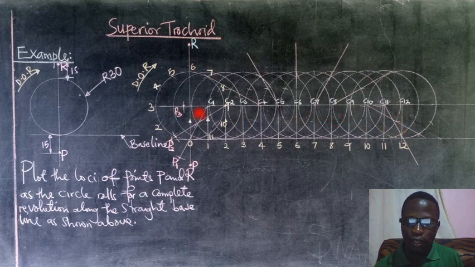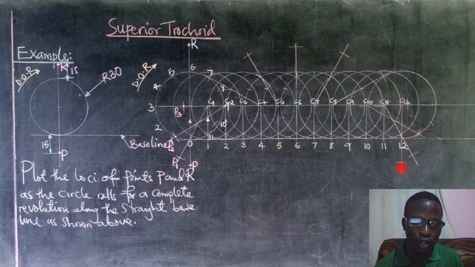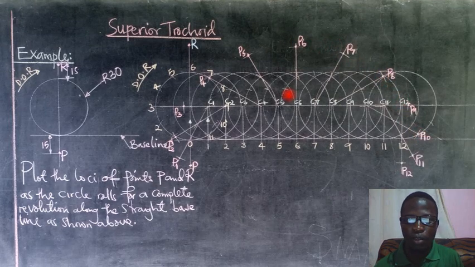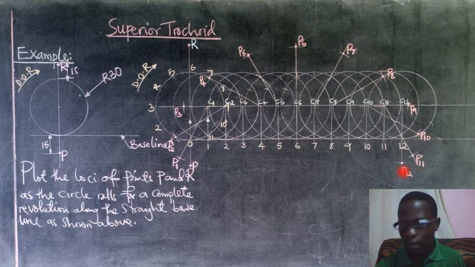Take the distance you've been using to mark point P to mark off the new points on those different lines you've created. And when you mark, you'll have those points, like there's a point here, there's a point you've created, until you reach 12. Those are points P4, P5, P6, P7, P8, P9, 10, 11, 12. And that is how you plot the curve.